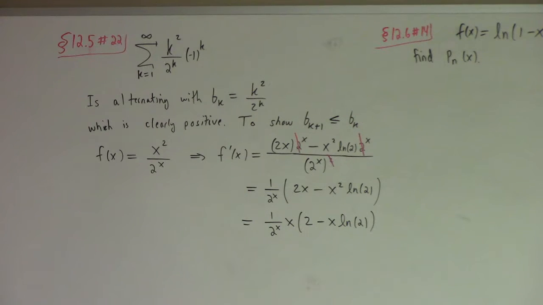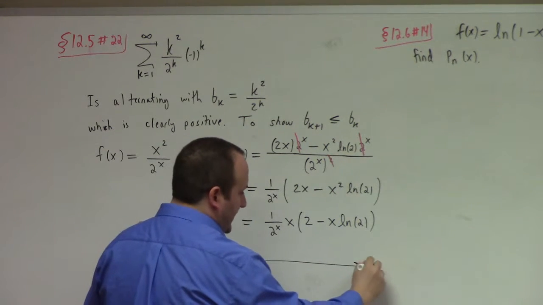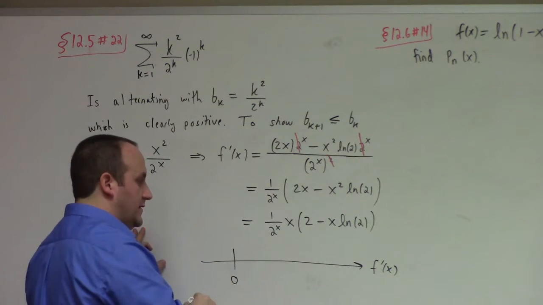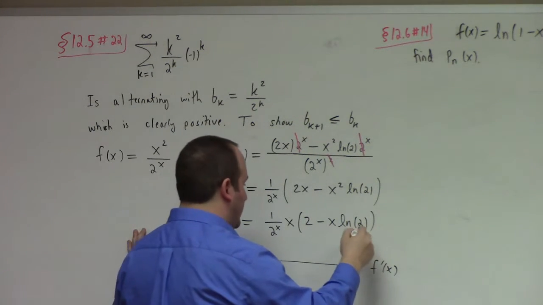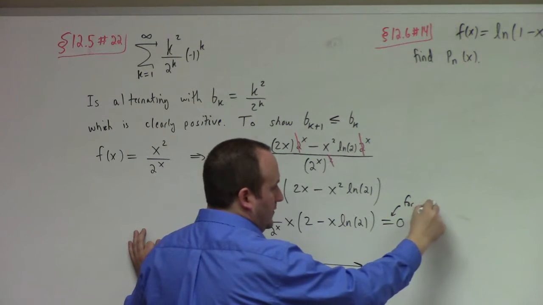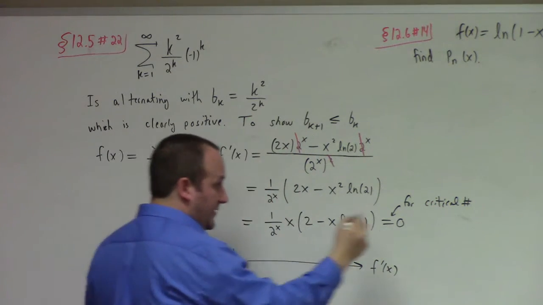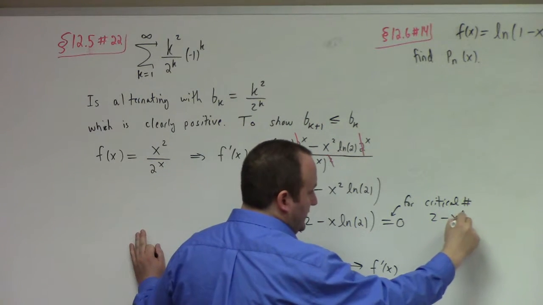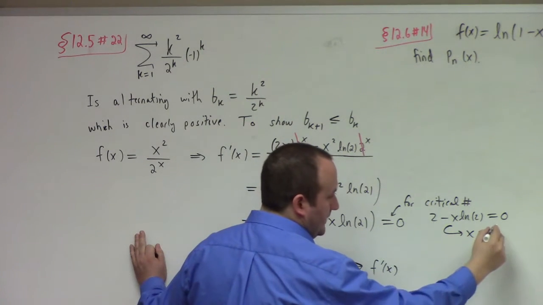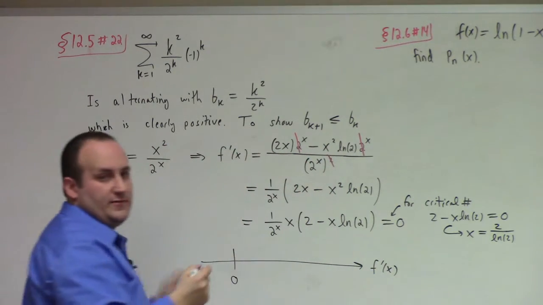Okay, so I can think about the sign chart for f prime to gain an understanding of where it is increasing and where it is decreasing. Where are the zeros? Well, there's a zero at 0, obviously. And there's also a zero wherever this is 0. Setting it equal to 0 gives me critical points, critical numbers if you like. So we have 2 minus x ln 2 equals 0. What's the solution to that? 2 over ln 2, right? Whatever that is, what is that?